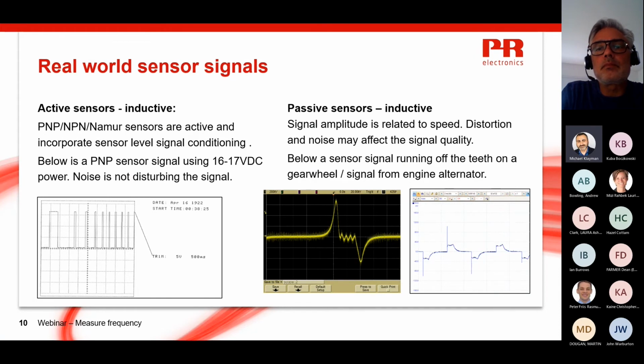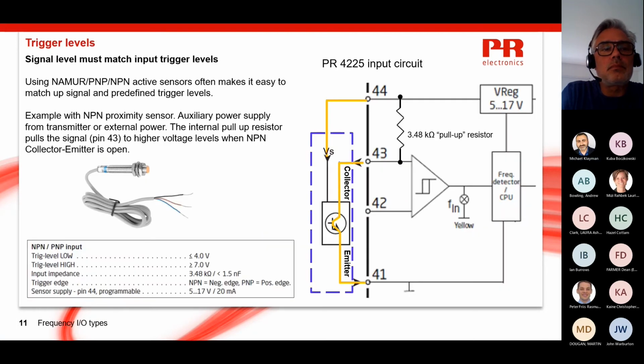If you are experiencing issues with unstable triggers and thus unstable readings, an oscilloscope is useful to establish the baseline of the signal and to determine reliable signal levels. Using NAMUR, PNP, and NPN active sensors often makes it easy to match up signal and predefined trigger levels. These types of sensors have predictable, standardized output signals that can make installation and measurement simpler than trying to characterize the output of a passive sensor for each new application.